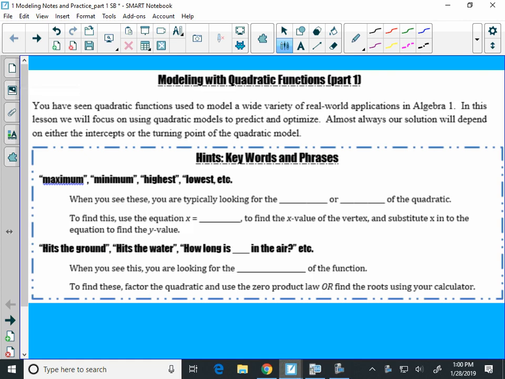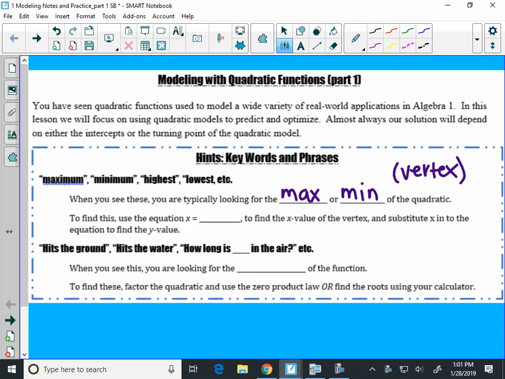So when you see the words maximum, minimum, highest point, lowest point, something like that, those are words that you're typically looking for the vertex of your quadratic, which will be the max or the min. So again, that's going to be the vertex. So words highest, lowest, maximum, minimum, you're looking for where the vertex of your quadratic is.